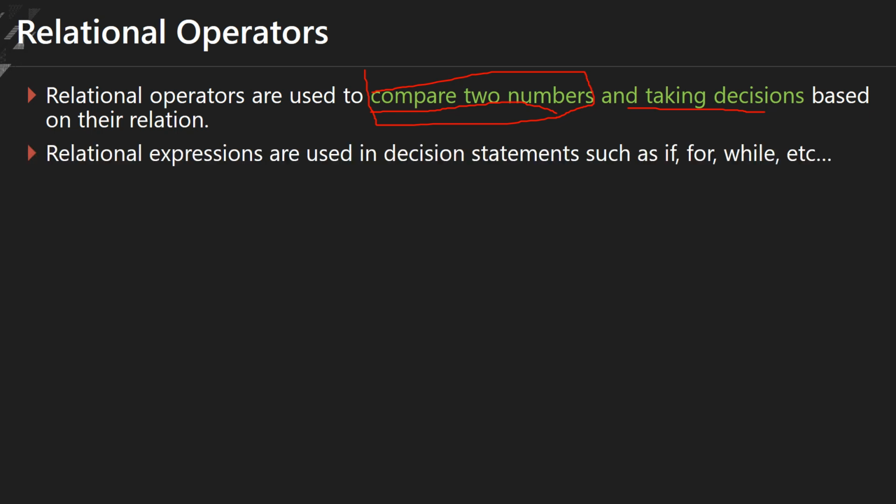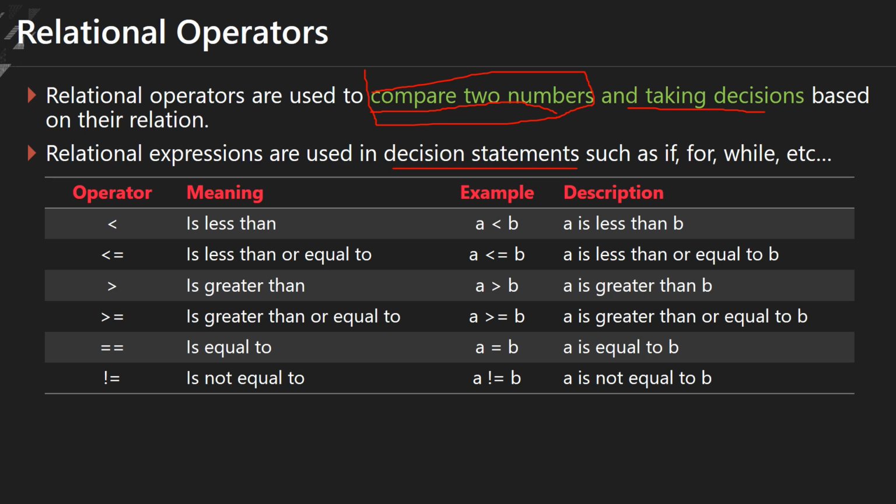Relational expressions are also used in decision statements. These relational operators are used in decision statements like if, for, while, etc. These are the relational operators. Less than: the first number is less than the second number. Less than or equal to: the first number is less than or equal to the second number. Greater than: the first number is greater than the second number, and so on.